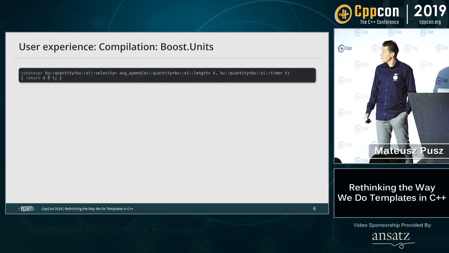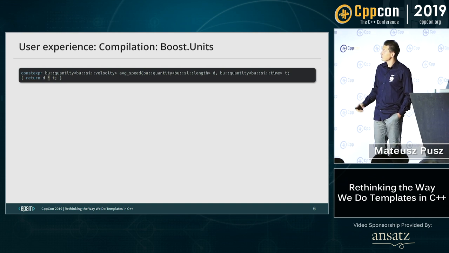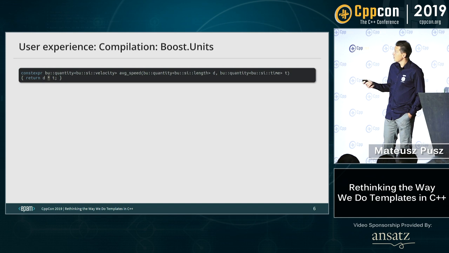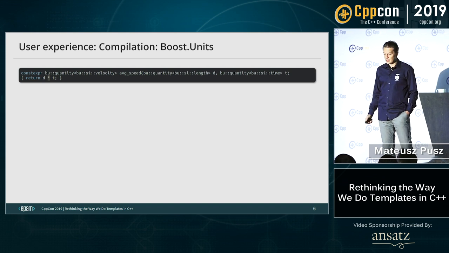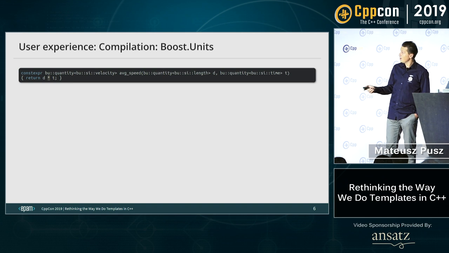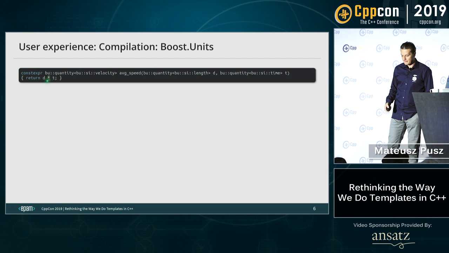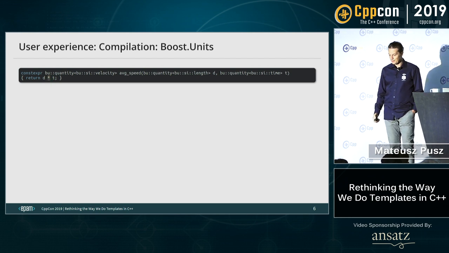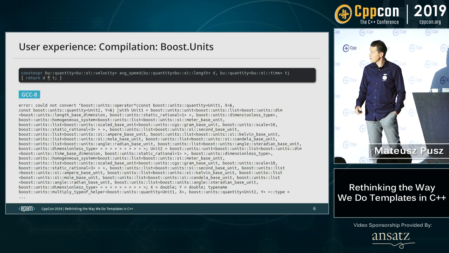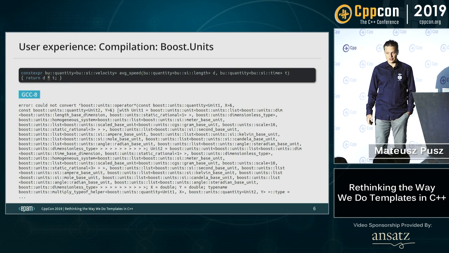So let's try to implement this with Boost.Units. This is one of the examples that I showed yesterday. Boost.Units is a library that's pretty common on the market right now. And actually here, as you can see, we made a mistake. This is not a velocity anymore. The problem with user experience is the following one. This is the first line of the compilation error.